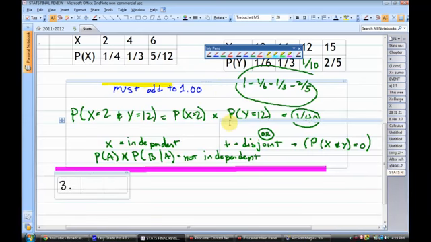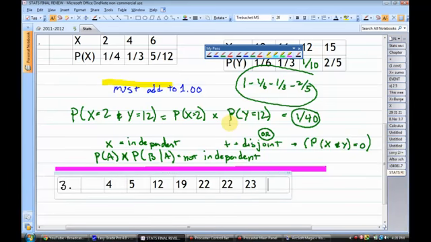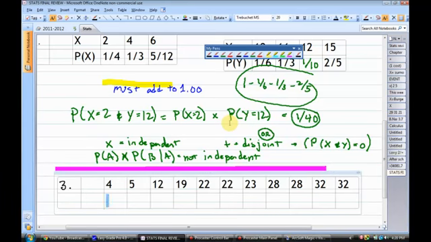What do we have? Can someone read them? 4, 5, 5, 12, 14. 12, 19, 22, 22 again. Then 23, 28, then 28 again. 32, 32 again. 38, 49, 68.